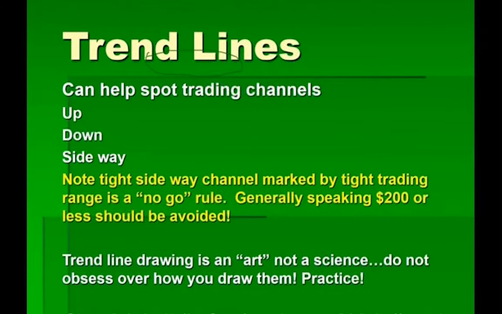Okay, so looking at trend lines, let me get this erased. We know that they can help spot trading channels, up, down, sideways, and I do like to use no-go rules. If you're in day trading, we expect movement, we expect momentum. I believe, now this is just me, I believe, generally speaking, a $200 range or less should be avoided. What does that mean exactly?